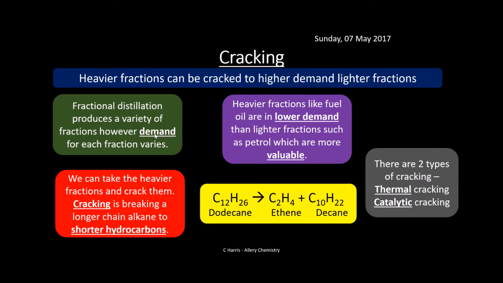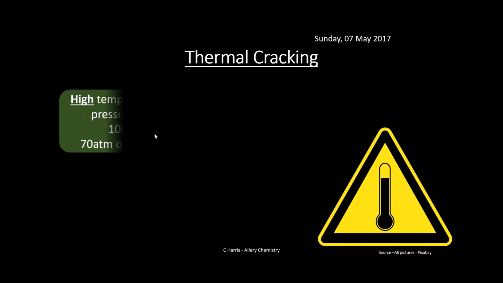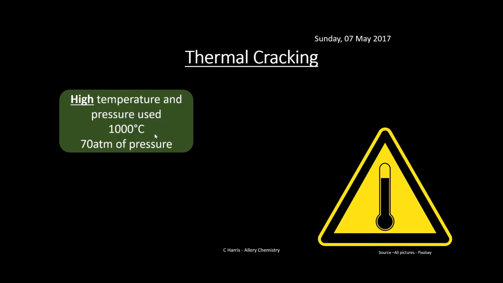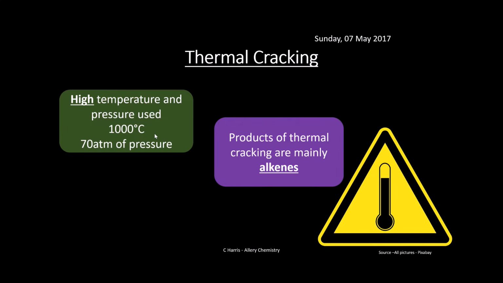So basically, there are two types of cracking. We have thermal cracking, and we have catalytic cracking. And obviously we need to know the two different types. Okay, so let's look at thermal cracking first. Now, as the name suggests, we're going to be using heat. So we use a high temperature and pressure for thermal cracking: 1,000 degrees Celsius and 70 atmospheres of pressure in particular.